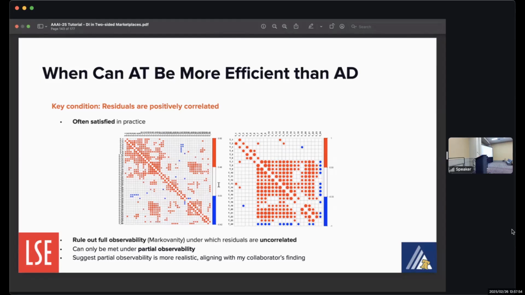Also, I want to highlight that if the residuals are positively correlated, this means that we must work with a partially observable environment. This is because if the Markov assumption is satisfied, that is, if we work with a fully observable environment, then the data satisfies the Markov assumption under which the residuals will be uncorrelated. Because of that, positively correlated residuals can only be met under partial observability. Okay? So this also suggests that in real practice, partial observability is more realistic. Okay?